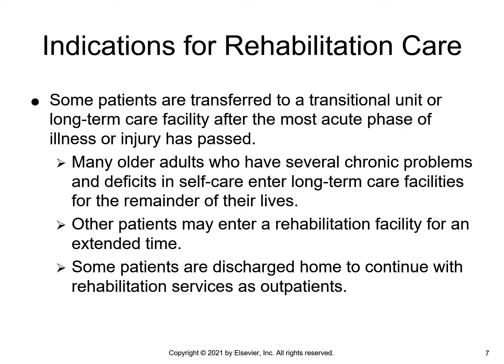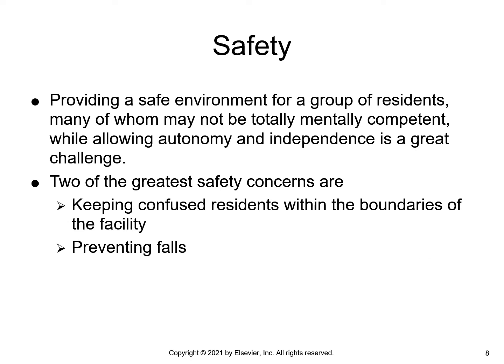Planning care for residents in a long-term care facility, the licensed practical or licensed vocational nurse must keep in mind the overall goals of care for the facility: to provide a safe environment, to assist the resident to maintain or attain functioning, to promote independence, and to allow the resident to maintain or achieve autonomy. Safety is the number one priority for any nurse. We want to help keep confused individuals oriented to time, place, and person, and we also try to prevent falls.